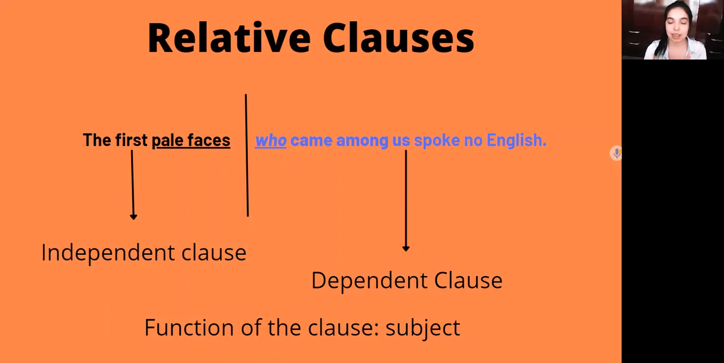Something very important: we said that this is a relative clause, but we can also say that this is a restrictive clause. This happens when the independent clause and the dependent clause are not separated by commas. So restrictive equals no commas. Keep it in your head because later we are going to see another, different example. Let's continue.